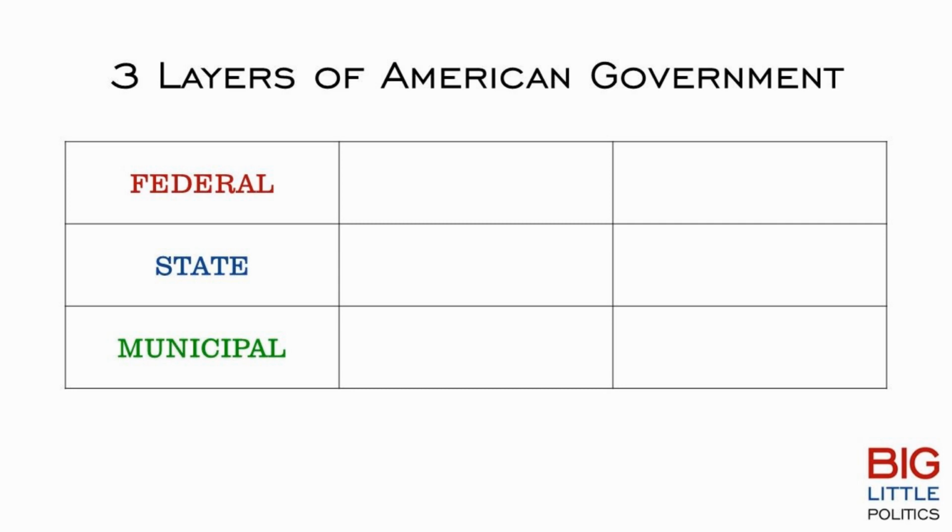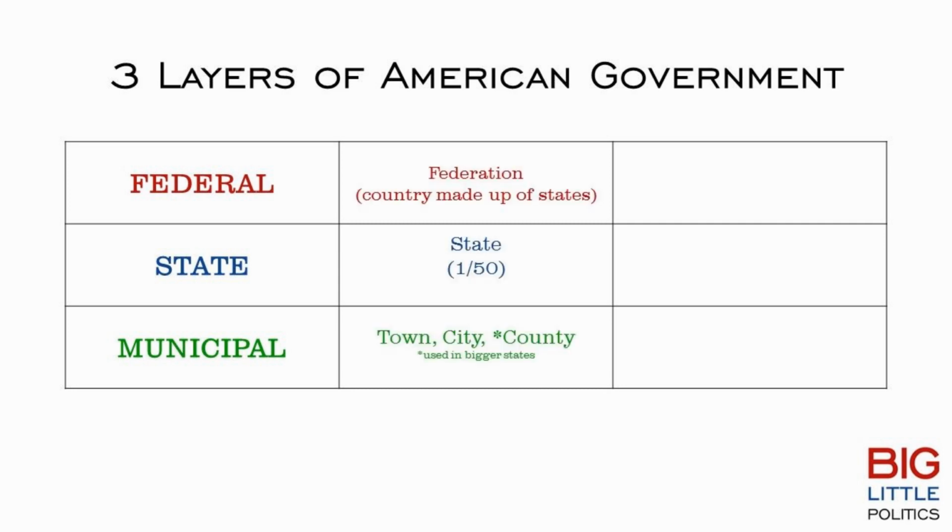So moving on to the three layers of American government. They're federal, state, and municipal. And federal just means the federation, and a federation is just a country made up of states. So for all of us, America is the federation in which we live. State, that speaks for itself. It's just one of the 50. For the purposes of this video, we're looking at Connecticut.